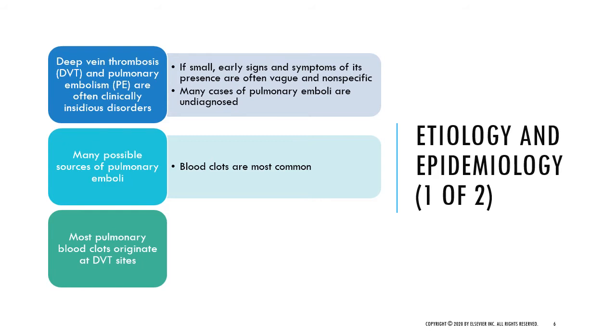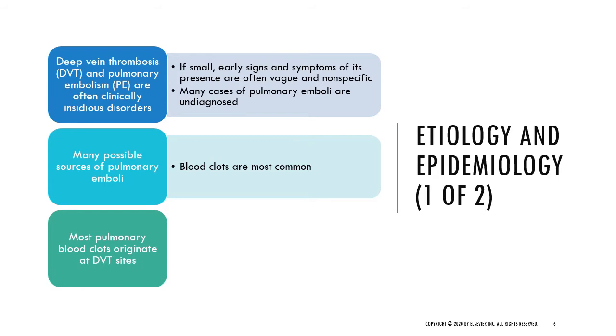If the pulmonary embolus is relatively small, the early signs and symptoms of the embolus are often vague and nonspecific. By contrast, sudden death is often the first symptom in about a quarter of people who have a large pulmonary embolus. A massive pulmonary embolus is one of the most common causes of sudden and unexpected death in all age groups. Many cases of pulmonary emboli go undiagnosed and therefore untreated.